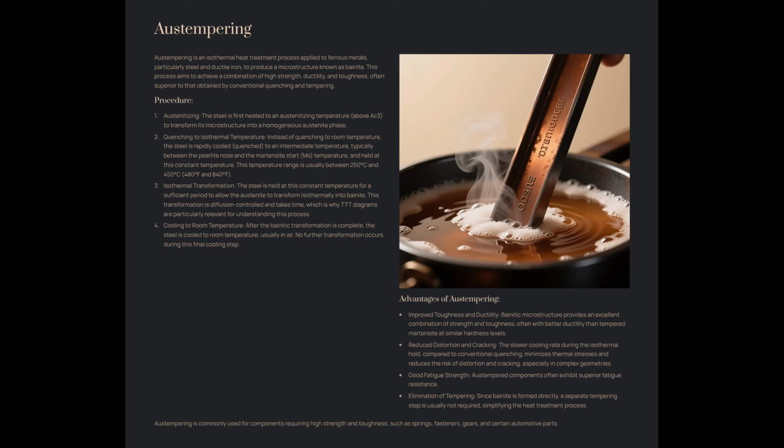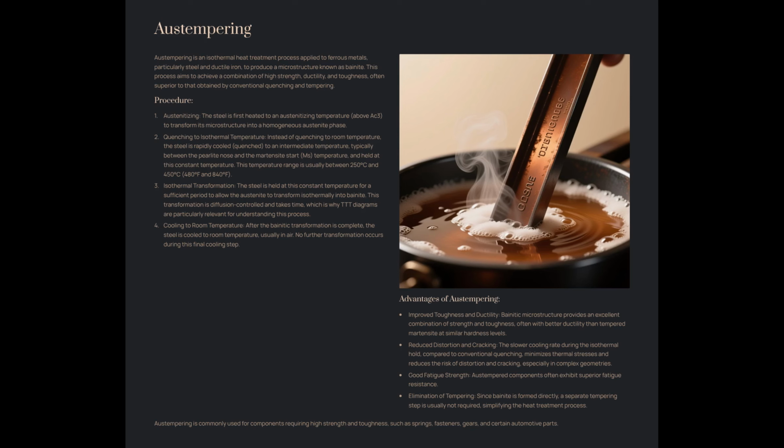Equalization. The steel is held in this quenching medium for a sufficient time to allow the temperature to equalize throughout the cross-section of the part. During this holding period, no transformation of austenite occurs, as the temperature is above Ms. Slow cooling to room temperature. After equalization, the steel is slowly cooled in air from the molten salt bath to room temperature. As the temperature drops below Ms, the austenite transforms into martensite.